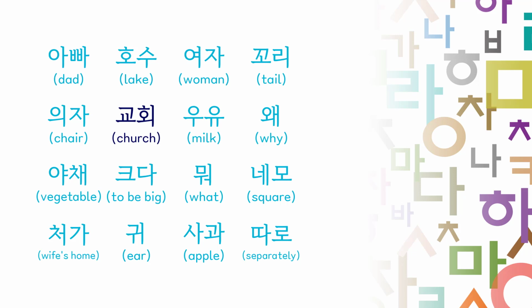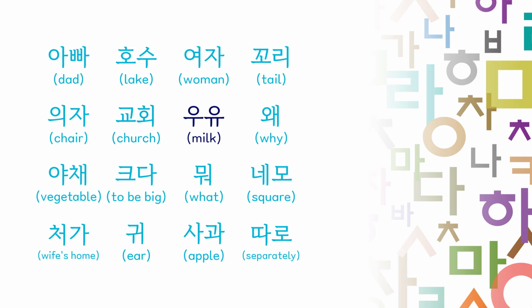Now, one thing to note with the 히읗 sound is that quite often when it comes after a vowel sound, in natural fast speech, the 히읗 sound can disappear. So it can be pronounced like 교회, and that's fine. But some people might say it like 교회. And this disappearing of the 히읗 sound is more common in natural fast speech.